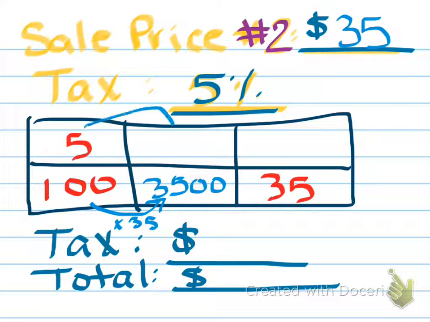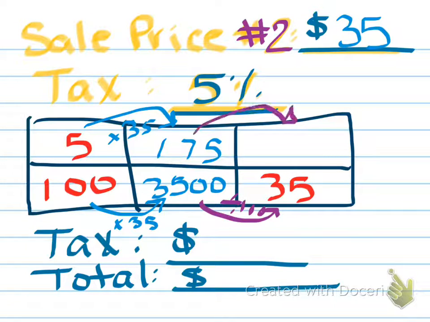What I do to the bottom, I do to the top. So I'm going to multiply 5 times 35. So that's going to be 175. I take that 175. Now I'm going to go from 350 to get to 35. That's by dividing by 100. I'm going to divide the top by 100 as well.